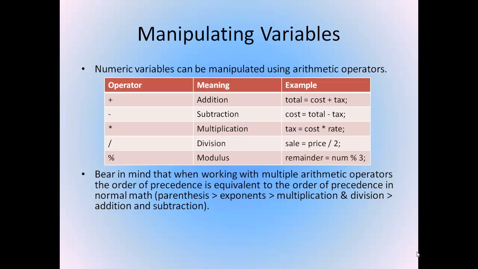Numeric variables can be manipulated using arithmetic operators. I've created a chart showing 5 basic operators and some examples using them. These should be pretty straightforward, so I won't talk about all of these. I will, however, touch on the modulus operator since it tends to be the one that confuses people the most. The example, remainder equals num mod 3, will store the remainder of num divided by 3 into the variable remainder. So if num were 8, then the value of remainder would be 2, since that's the remainder of 8 divided by 3.